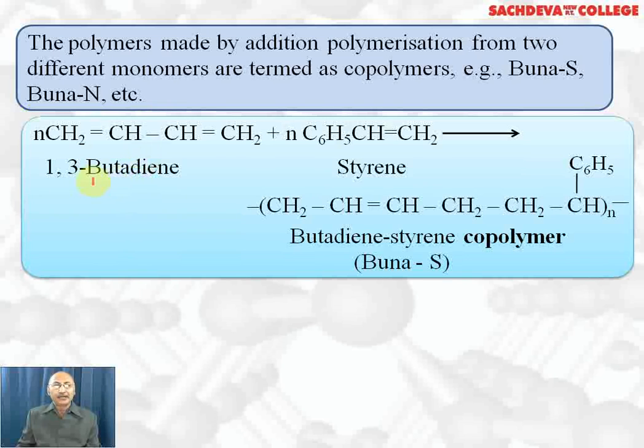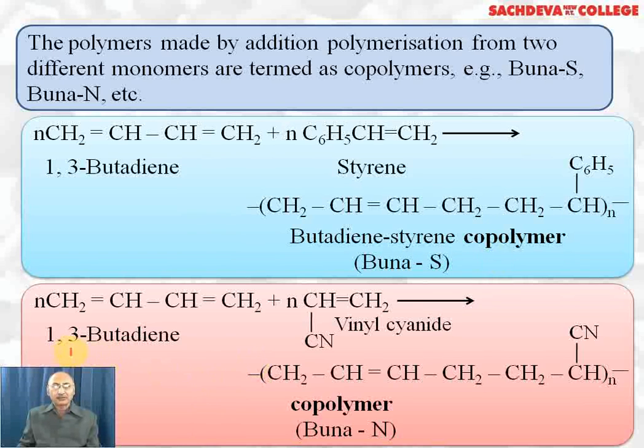The monomers of Buna S are 1,3-butadiene and styrene, and the double bonds will change to single bonds here. This bond will change to a single bond, this bond will change to a single bond, and the single bond will become a double bond. And this bond will be removed and a chain will be formed. This is called butadiene styrene rubber or Buna S rubber. It is an example of a copolymer, and the reaction is an example of copolymerization.